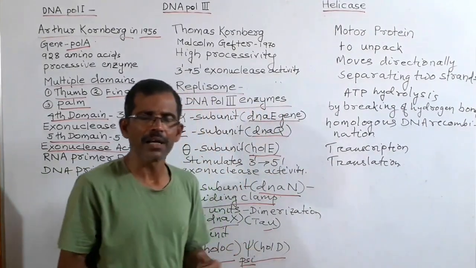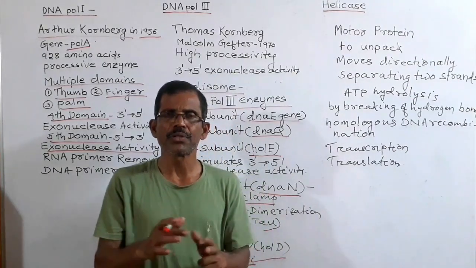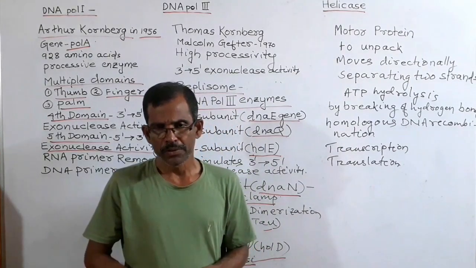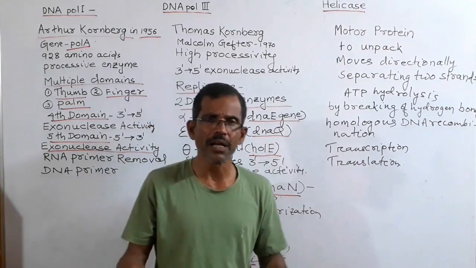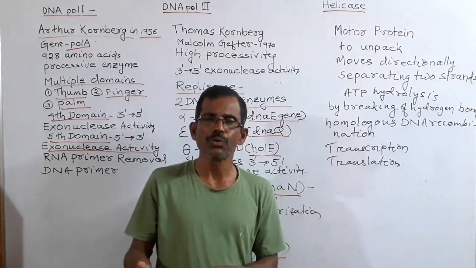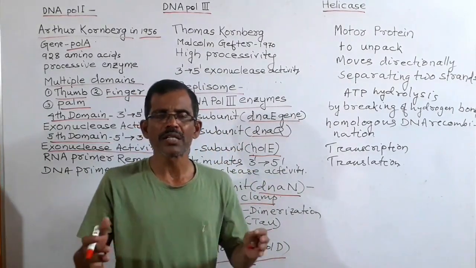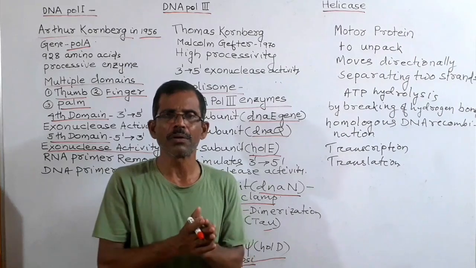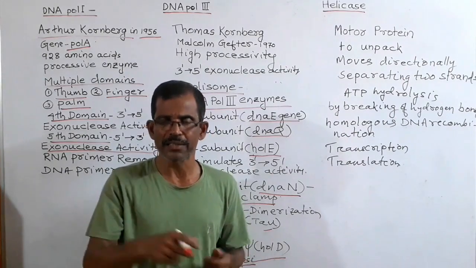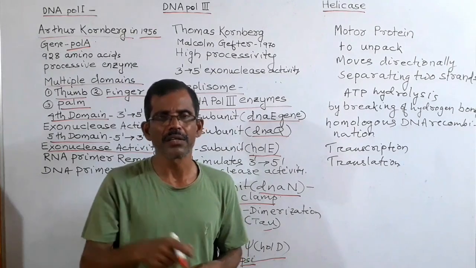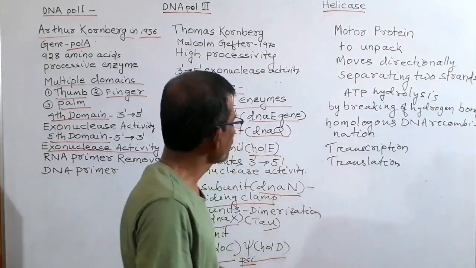Another enzyme is helicase. Helicase is an enzyme whose main function is to unwind double-stranded DNA. So the enzyme helicase opens up the DNA double helix. This occurs due to the breaking of the hydrogen bonds. So the two strands of a double-stranded DNA molecule are separated, and various enzymes get access to the DNA strands in order to carry out the replication process.